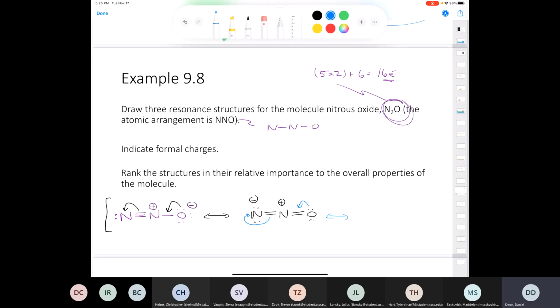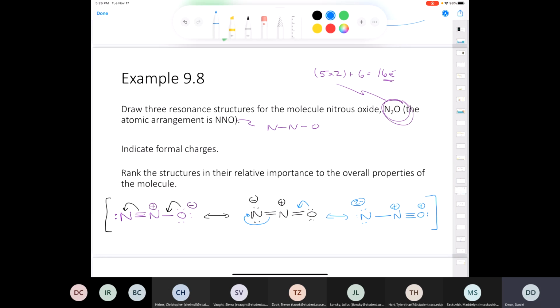Let's draw it. I'm going to do it really quickly here. You end up with a nitrogen with 1, 2, 3, 4, 5, 6, 7, like that. Then we have this nitrogen. It's going to have a triple bond like this. And then I have, there we go. So I'm going to have a 2 minus charge here. I'm going to have a +1 and a +1 here. Okay, so these are the 3 possible resonance structures of nitrous oxide.